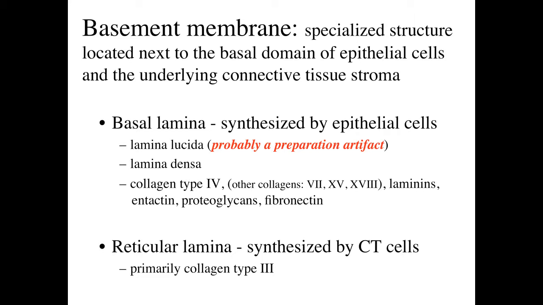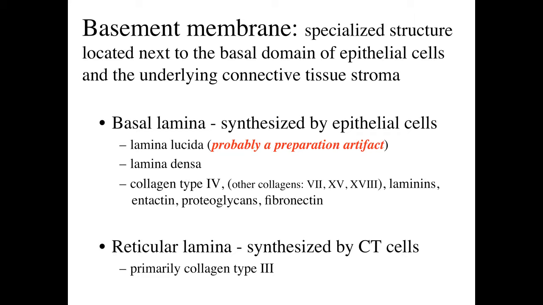The basal lamina, as we said, is synthesized by epithelial cells. We're going to suggest to you that the lamina lucida may well be a preparation artifact, although it is talked about in histology textbooks as a distinct structure. The major protein in the basal lamina is collagen type 4. There are other collagens involved in the basal lamina. In addition to other collagens, there are laminins. There are proteins like entactins, proteoglycans, and fibronectin. But for the purposes of this course, the major protein associated with basal lamina is collagen type 4.